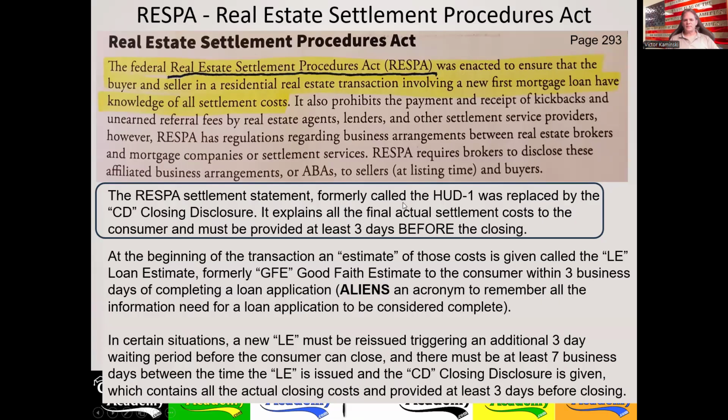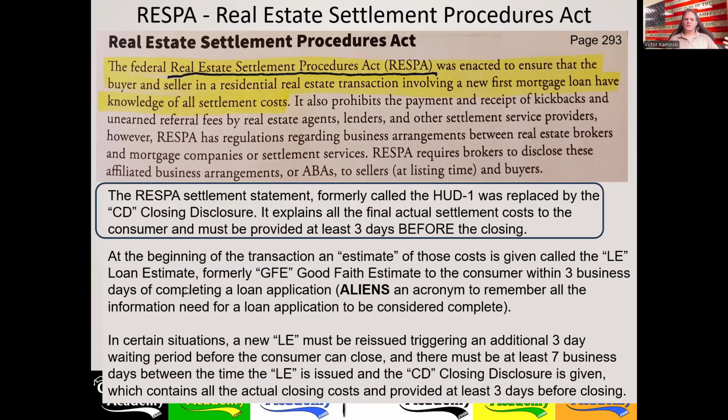The RESPA settlement statement, formerly called the HUD-1, was replaced by the CD. It explains all the final actual settlement costs to the consumer and must be provided at least 3 days before closing. At the beginning of the transaction, an estimate of those costs is given, and that's called the LE, the loan estimate, formerly the GFE, the good faith estimate. And that must be given to the consumer within 3 days of the loan application completion.